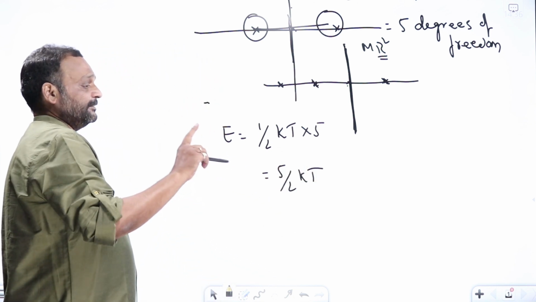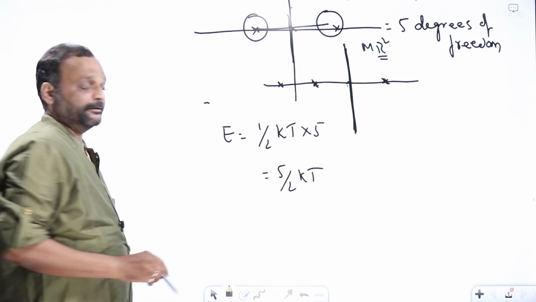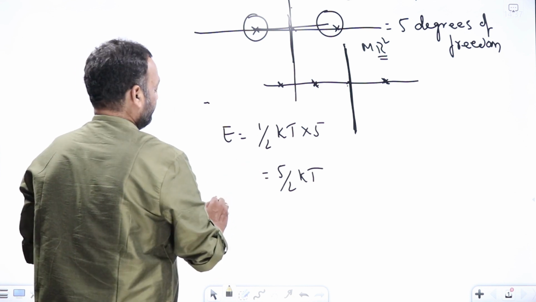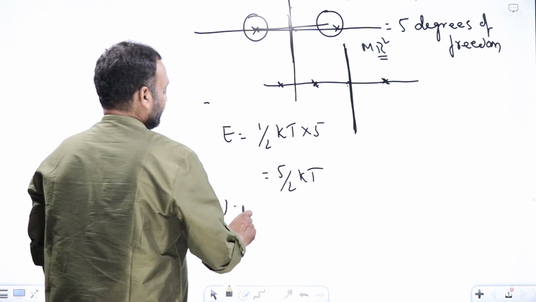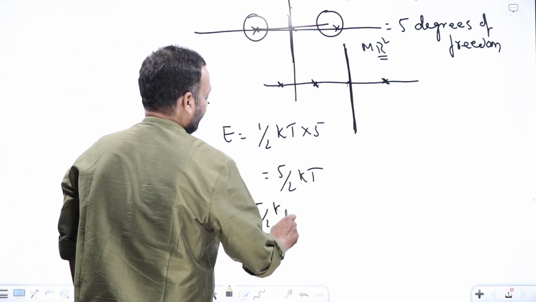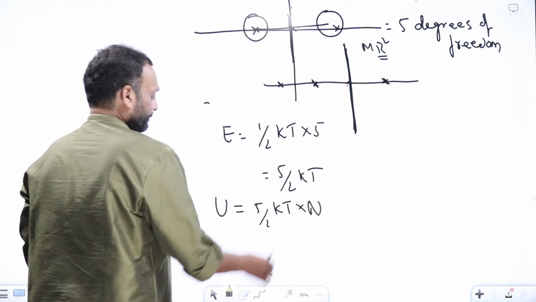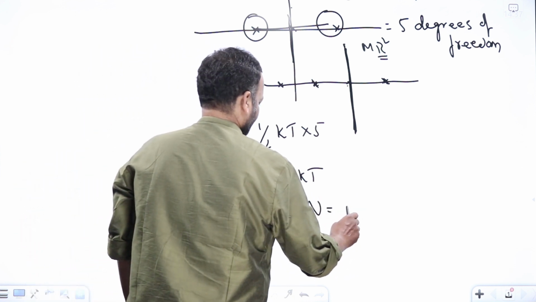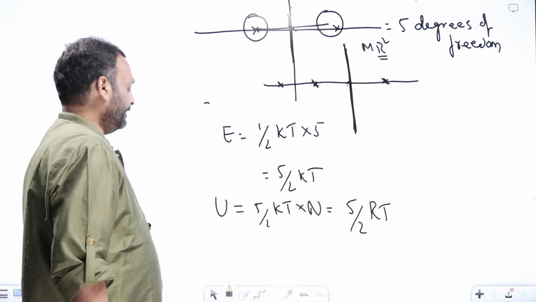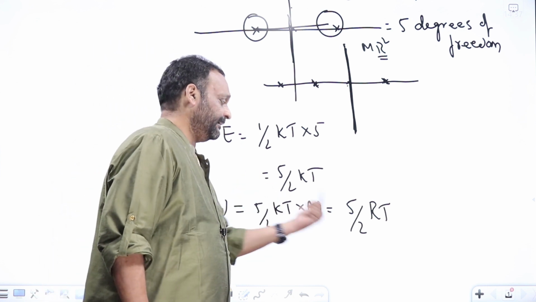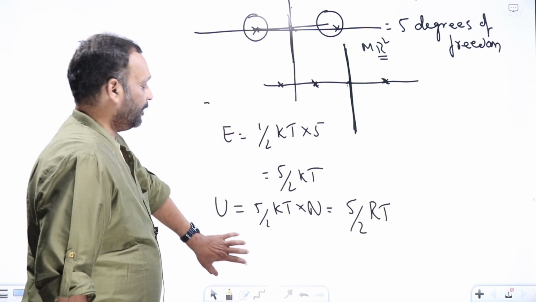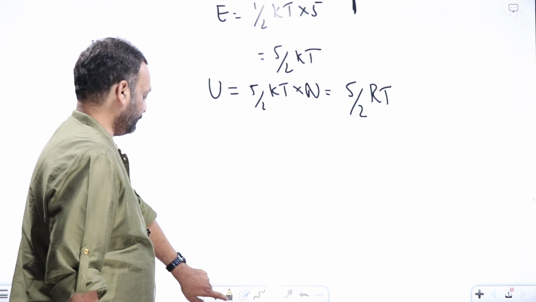For 1 mole of gas, there will be Avogadro number of molecules. So the total kinetic energy of all the molecules in 1 mole, we call it internal energy. Internal energy of the gas, U equal to 5 by 2 kT into N, Avogadro number. k into N is nothing but our gas constant R. So we can write this as 5 by 2 RT. So the internal energy of an ideal diatomic gas for 1 mole is U equal to 5 by 2 RT.